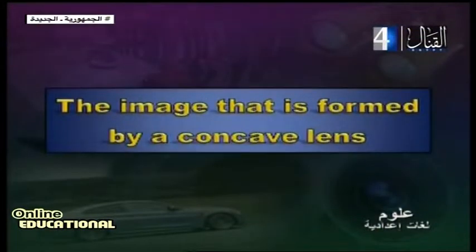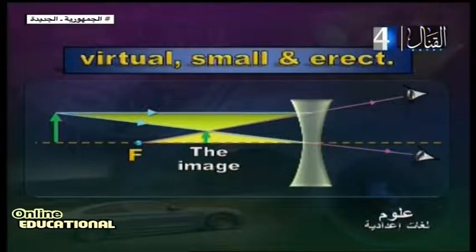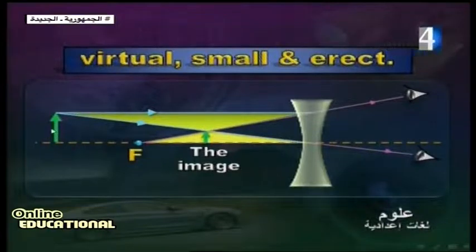Okay, the image that is formed by concave lens. Last time we started talking about formation of image by convex lens, but today we will have concave lens. We had many cases in convex lens, but in the case of concave lens, we have just one case. In this case, the object is placed at a distance more than the focus, any distance more than the focus. And now we are trying to draw the image.